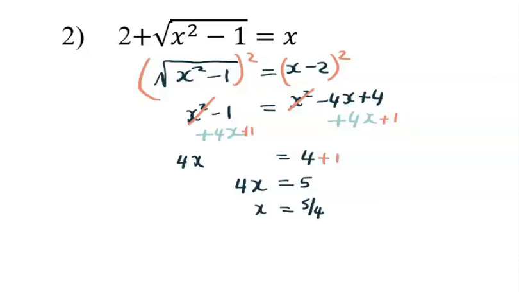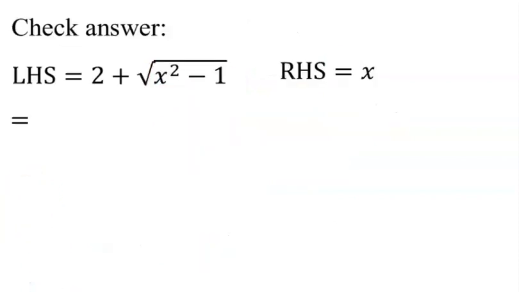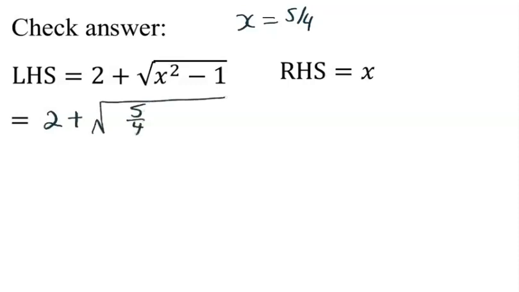It is crucial that you always test your answers. In this case, we only have 1. Remember, we had x equal to 5 over 4. That is the result that we got. And now we're going to substitute it into our original equation. Before we did any alterations, we keep the 2 plus, and then we will put the 5 over 4 inside the square root minus 1.